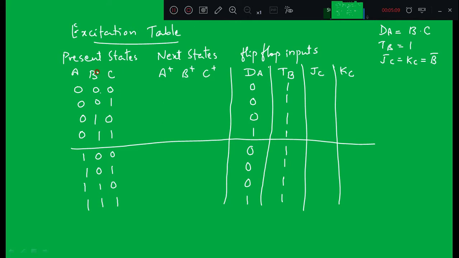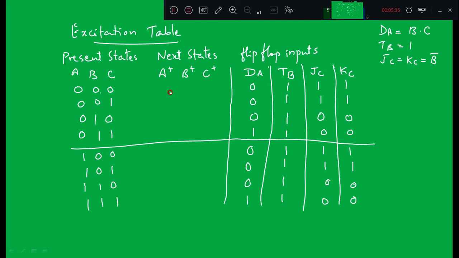Now for JC and KC it is B bar. You take the B column values, complement them, and you will get the values of JC and KC. Both are shorted, so JC and KC will remain the same. For the first two combinations B is 0, so JC and KC are 1 1. For the next two combinations B is 1, so JC and KC become 0 0. Then 1 1, 1 1, 0 0, 0 0.